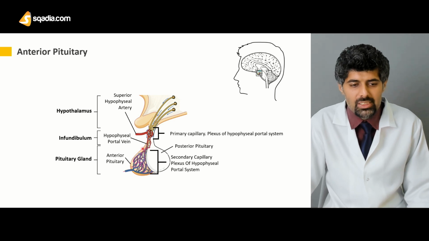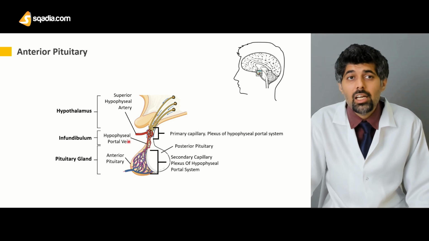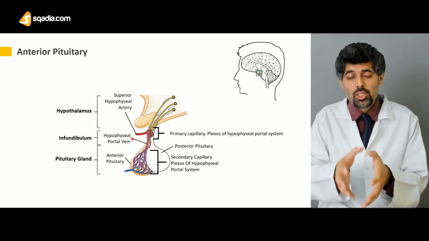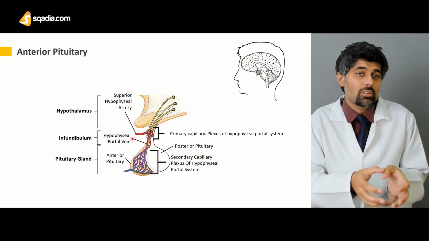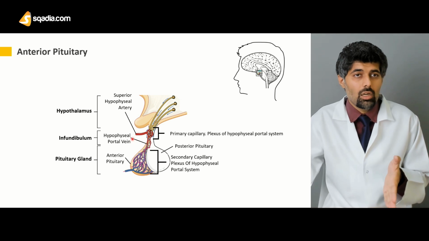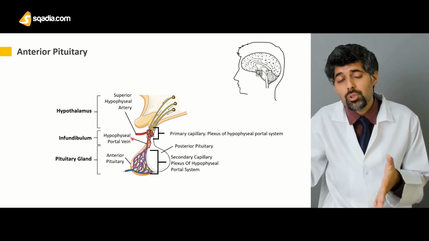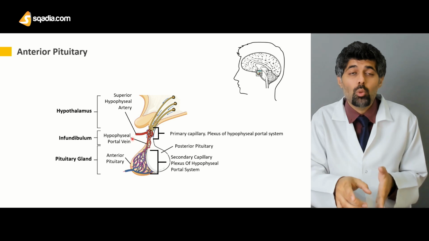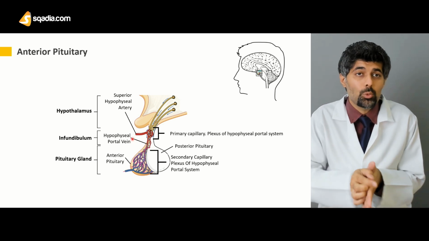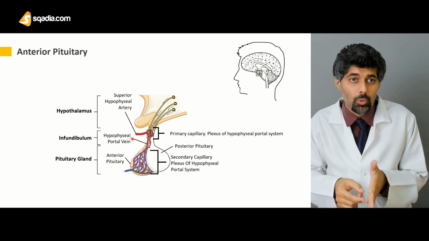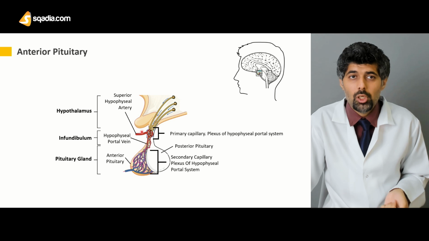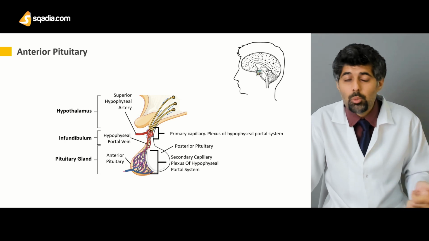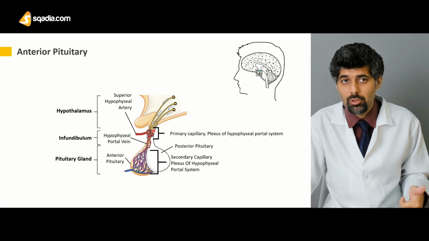Both of these plexuses are important because this one supplies the infundibulum, and the major part of the infundibulum is composed of the axonal areas of the nuclei that are part of the hypothalamus, forming the hormones which then are transported towards the posterior lobe. As for the anterior lobe, this plexus is important because it supplies the tuberal lobe of the anterior pituitary.